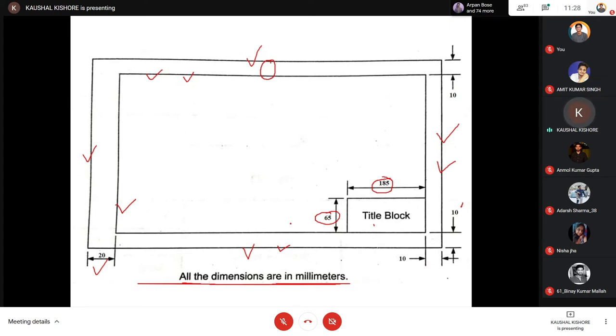But when you follow the first sheet, if the title block dimension in the first sheet is 185:65, then you have to follow 185:65 for each and every sheet. Now comes the title block.